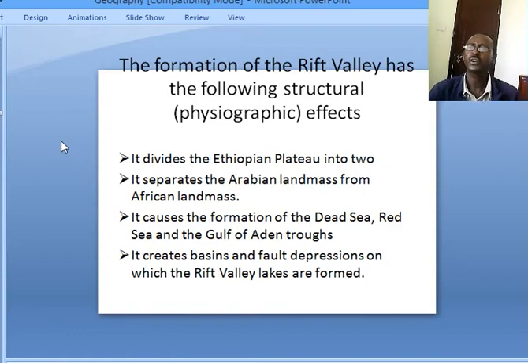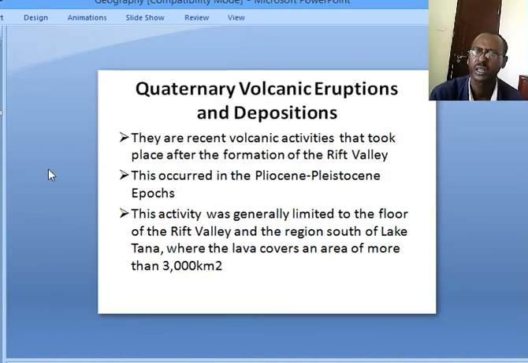The formation of the Rift Valley has the following structural or physiographic effects. One, it divides the Ethiopian plateau into two. It separates the Arabian landmass from the African landmass. It causes the formation of the Dead Sea, Red Sea, and the Gulf of Aden troughs. It creates basins and fault depressions on which the Rift Valley lakes are formed. We do have so many Rift Valley lakes within the Ethiopian Rift Valley. Okay?